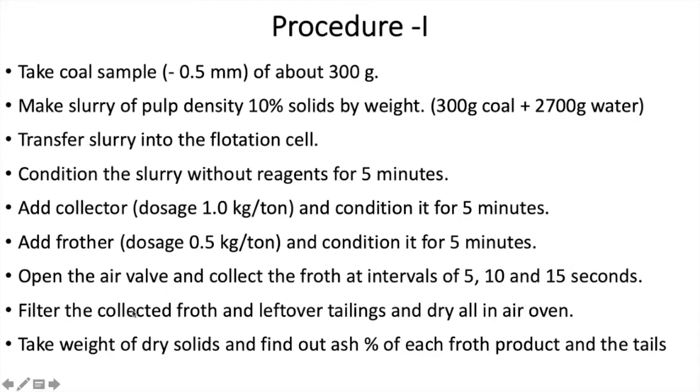Then you filter the collected froth and leftover tailings. This is done using a vacuum filter, and then they are dried in the air oven. Then you take the weight of the dry solids. Then after that you take out 1 gram of sample for ash analysis from each of the products. Okay, so that is following standard sampling procedure.